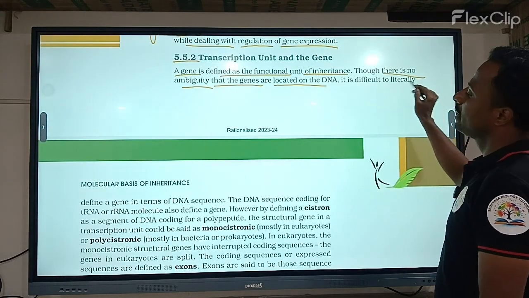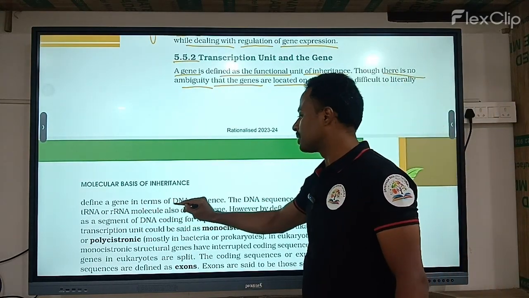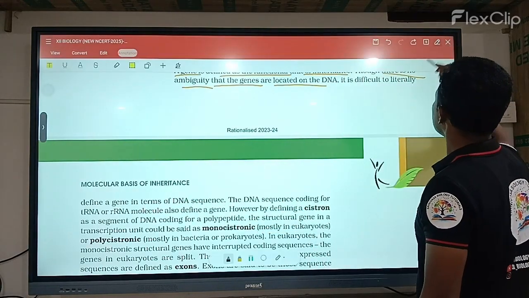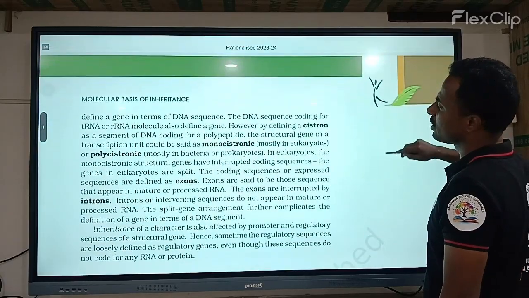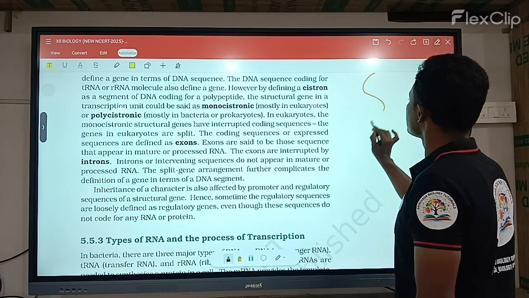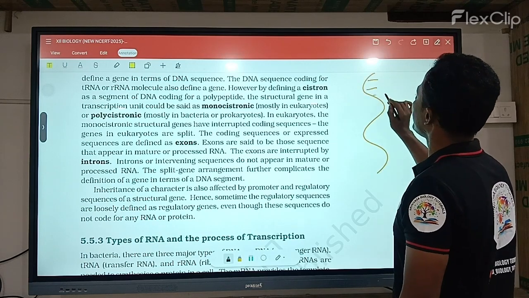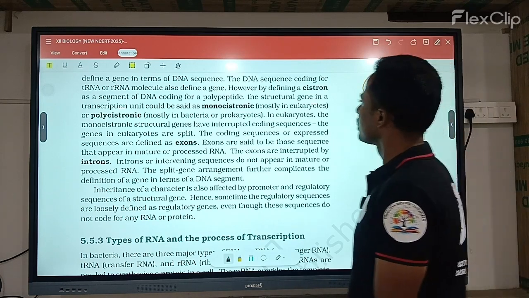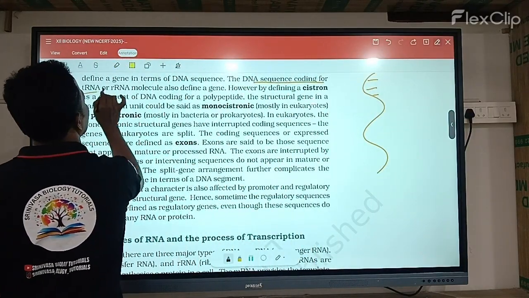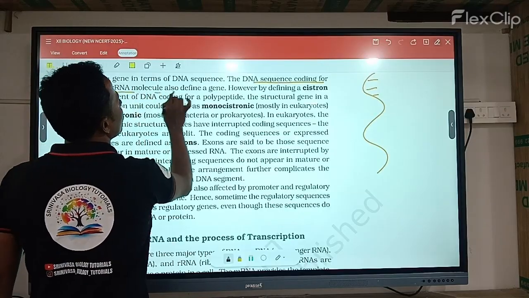It is difficult to define a gene in terms of the DNA sequence. The total DNA sequence contains a number of codons, and the total codons provide the proper information. The DNA sequence coding for a tRNA or rRNA molecule is defined as a gene.